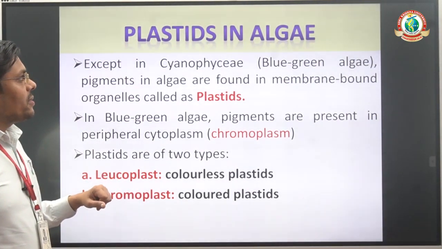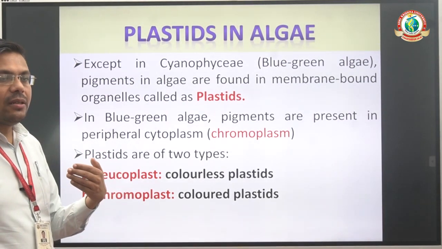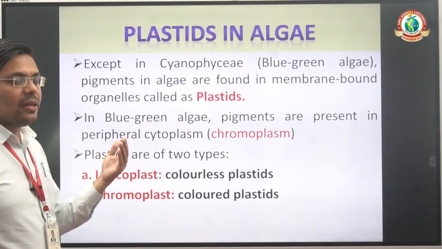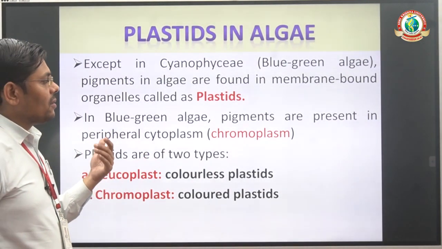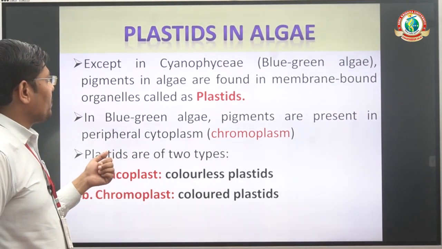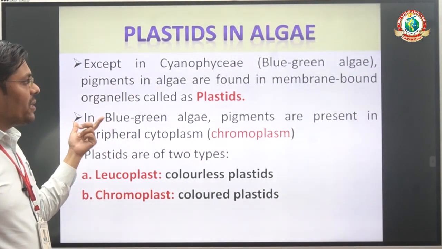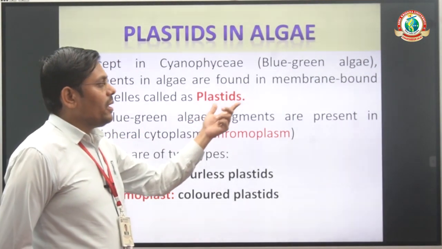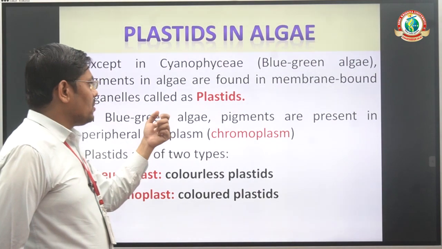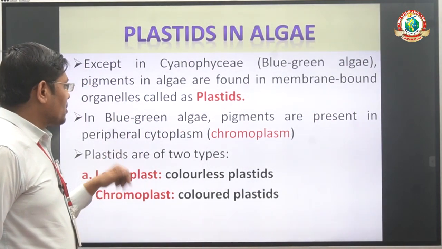Next is the plastids in algae. These are the plastids which contain the chlorophyll pigment, due to which the thallus has its own color, like blue, green, etc. Except in Cyanophyceae or blue-green algae, the pigment is present in all the algal members, and it is found embedded in the membrane. That is called plastid.